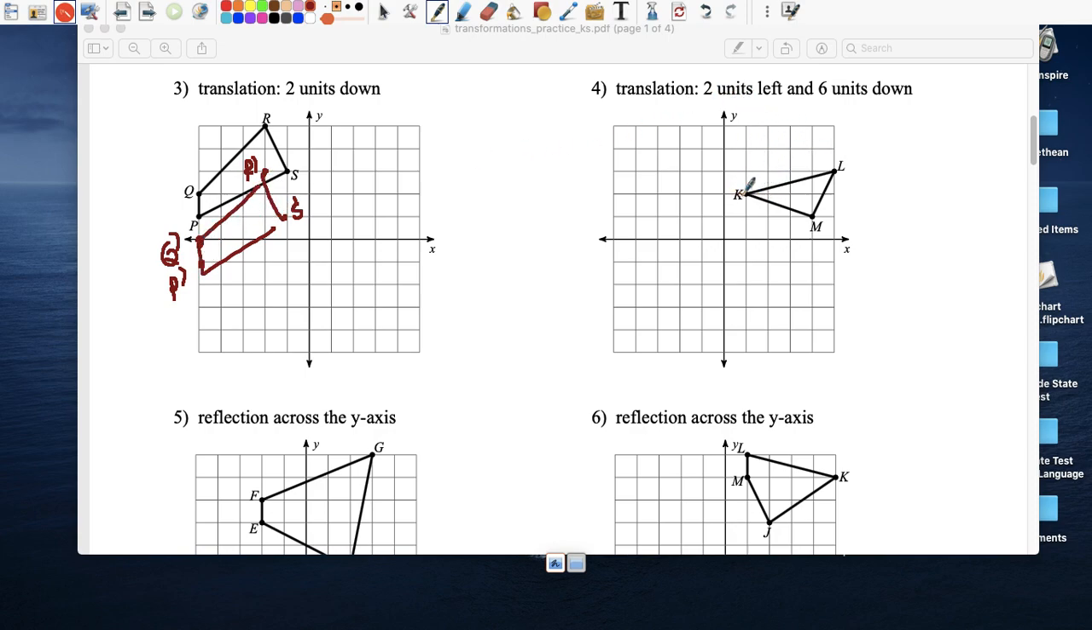2 left and 6 down. 1, 2, 1, 2, 3, 4, 5, 6. Here's K prime. Here's M prime. And L prime will be actually just here.